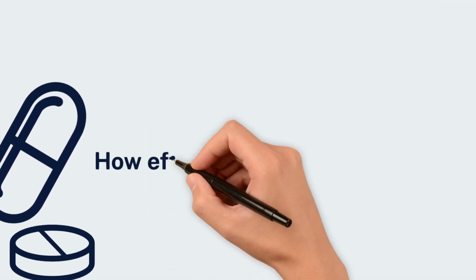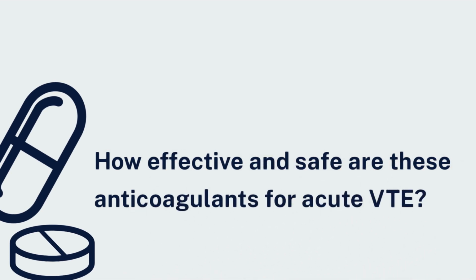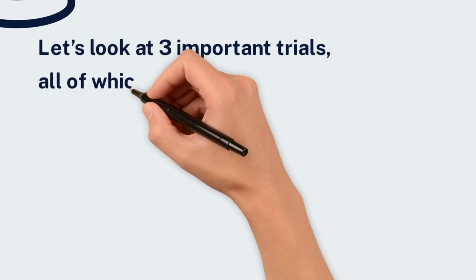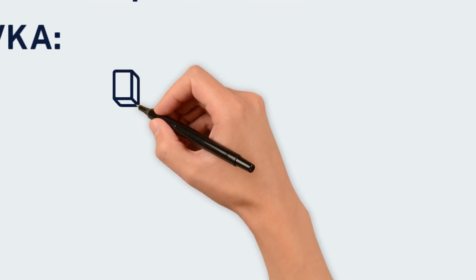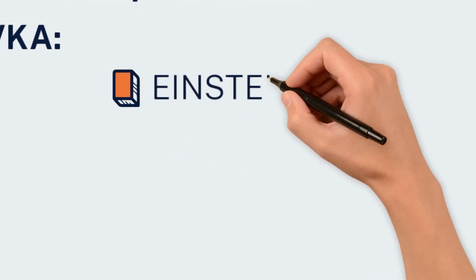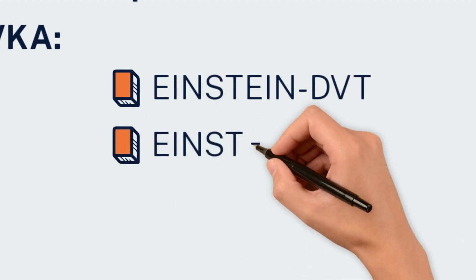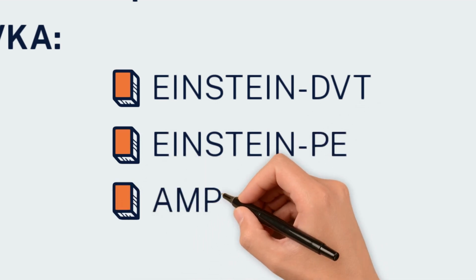So let's look at the efficacy and safety data for each of these different anticoagulants, especially for the focus that we have, which is the treatment of acute venous thromboembolism. There are 3 important trials that we're going to review here. All of them compared a direct oral anticoagulant, that's one of those oral factor Xa inhibitors, apixaban and rivaroxaban, against a vitamin K antagonist, that's warfarin. So the 3 trials we're going to look at are the Einstein DVT study, the Einstein PE study, and then the Amplify study.